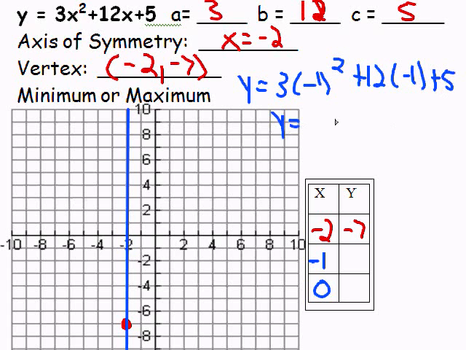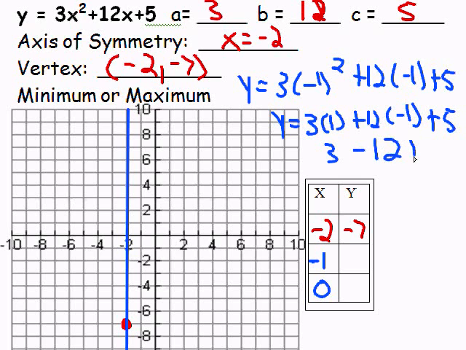So y is equal to negative 1 squared is 1, so 3 times 1 plus 12 times negative 1 plus 5. 3 times 1 is 3. 12 times negative 1 is negative 12. Plus 5. 3 minus 12 is negative 9. Plus 5, which is negative 4. So we get negative 1, negative 4 as another point.